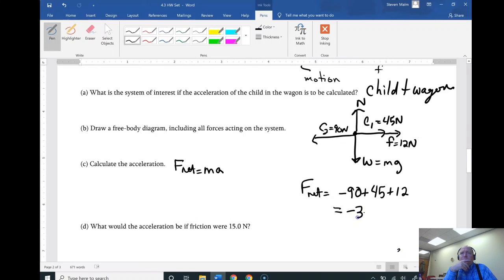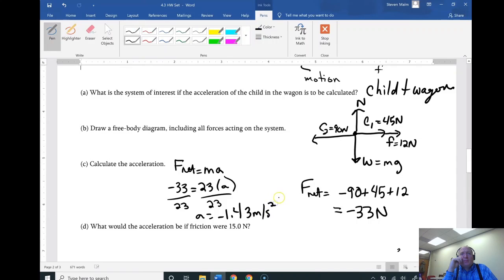Negative 33 newtons. From there, we're going to set that negative 33 newtons equal to the 23 kilograms times the A we don't know. So a tenth of a G, an eighth of a G, something like that. No, a little bit more than that. Yeah. And we're going to get a negative 1.43 meters per second squared as the acceleration. You'd feel it, for sure.